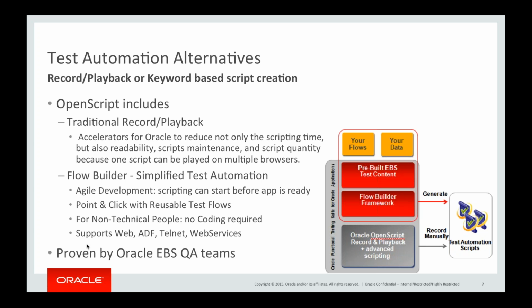As there are no coding requirements, business analysts without coding skills, but with deep knowledge of the application under test, can be very productive. Oracle Flow Builder supports Telnet as well as web applications and web services. It was created and is still being developed by Oracle EBS QA teams in collaboration with the OATS development team. So before it gets into your hands, it has already passed through a lot of usage by internal teams at Oracle. Next slide.